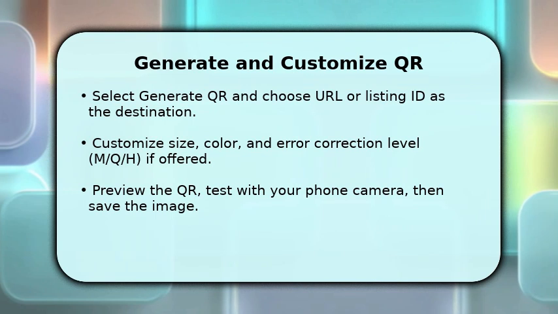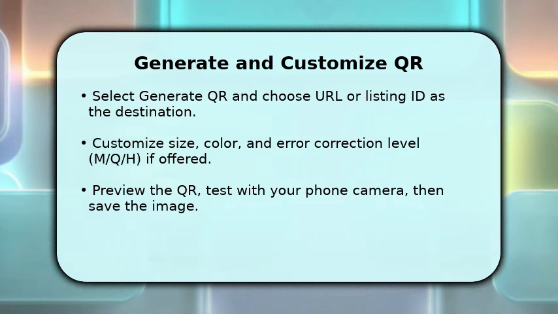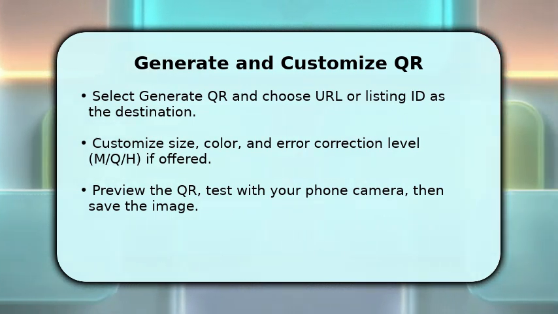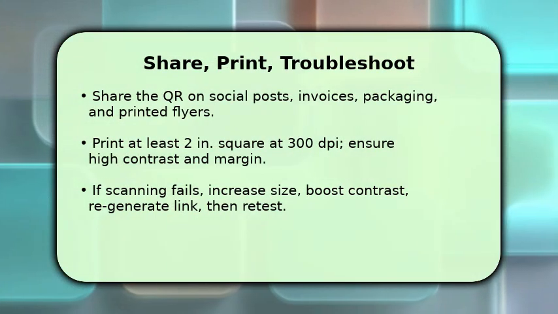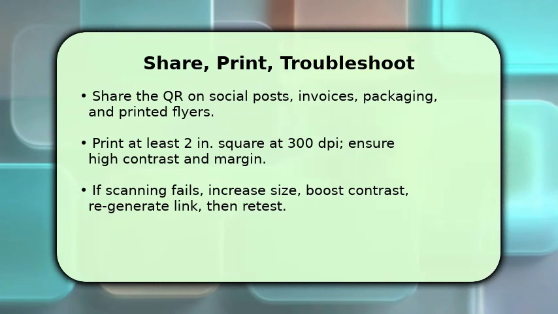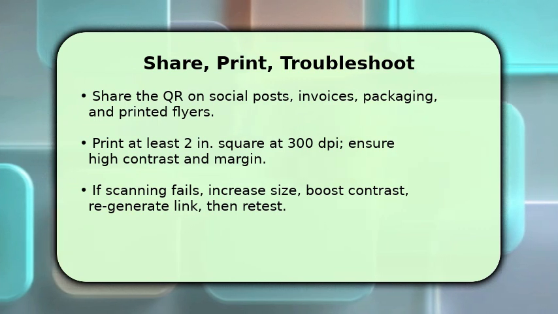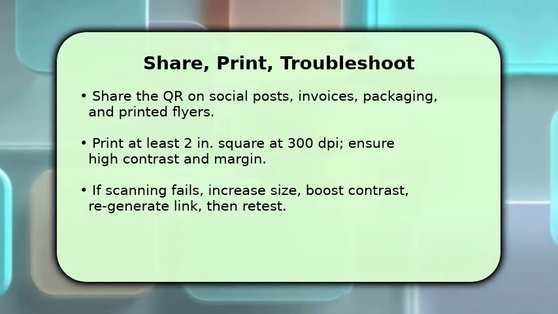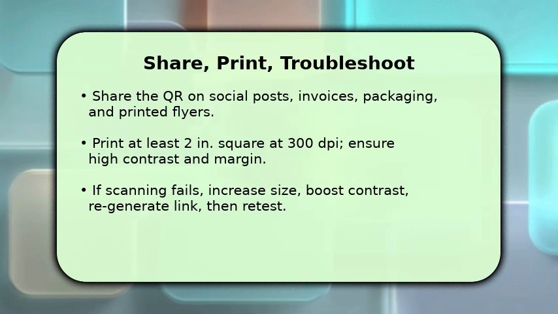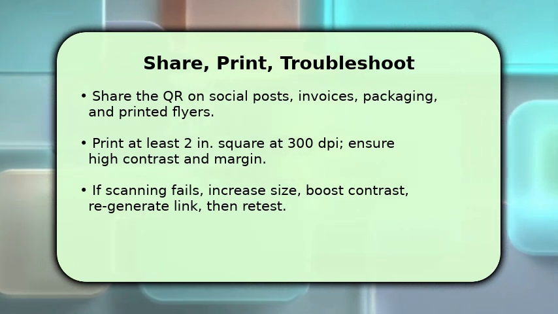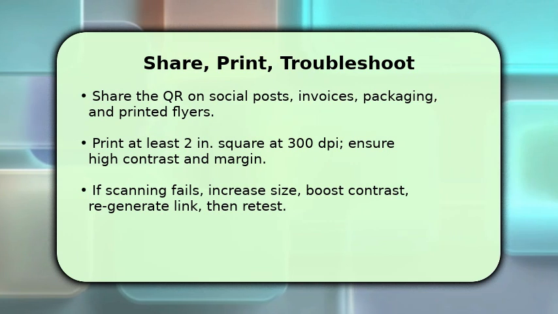Finish by sharing and printing the QR code across channels. Embed in social posts, include on invoices and packing slips, and print flyers or labels. Print at 300 dpi and keep a minimum size of about 2 inches square for reliable scanning. Leave quiet margin around the code. Monitor clicks in Seller Hub or via a link shortener to track performance.